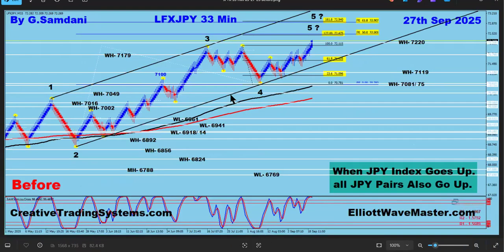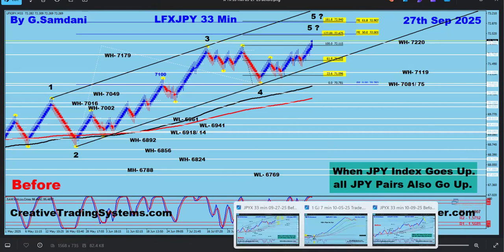Before that, this is the yen index chart I made on 27th September, last Saturday, preparing myself for the next week, which is this week. I said here that this is going to go up somewhere here or here to finish wave 5. And when yen index goes up, all yen pairs also go up. So after that, when the week started, very first day, Sunday evening, let's look at what happened.